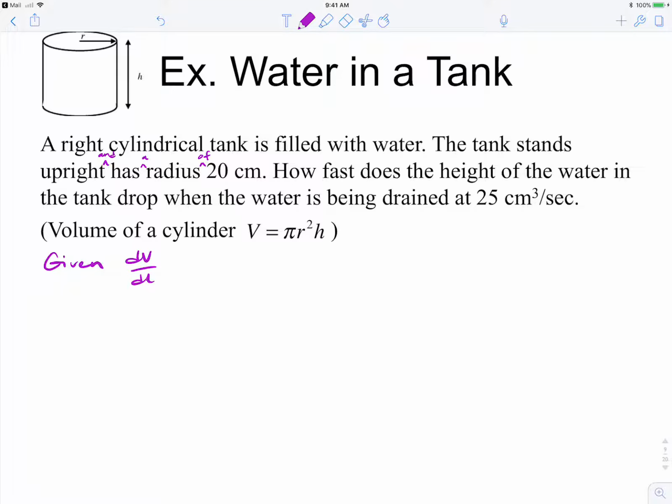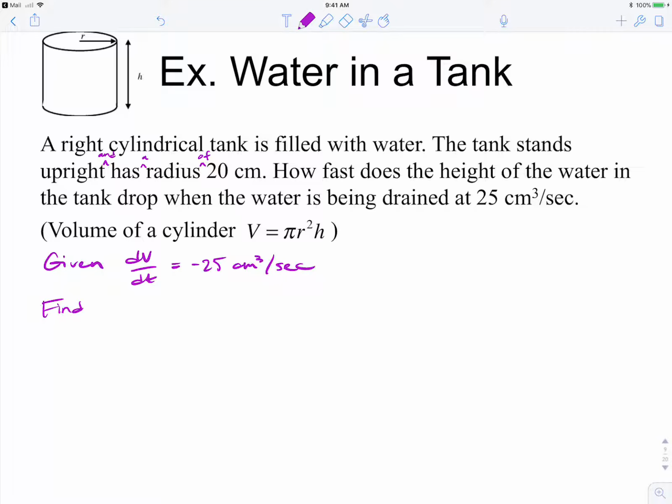So we are given dV over dt, the rate of change of the volume. And it's important to pay attention to the wording. So it's saying, how fast does the height of the water in the tank drop when the water is being drained? Meaning that the volume of water is going to be decreasing as time is passing. So we would say that dV over dt is equal to negative 25 cubic centimeters per second.